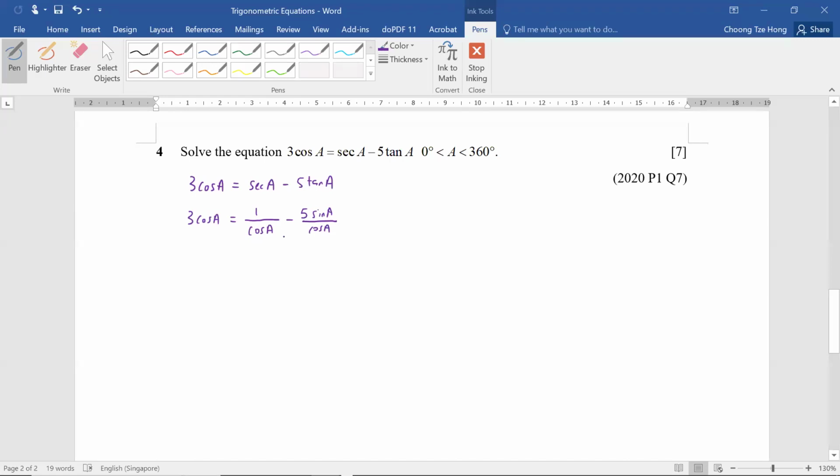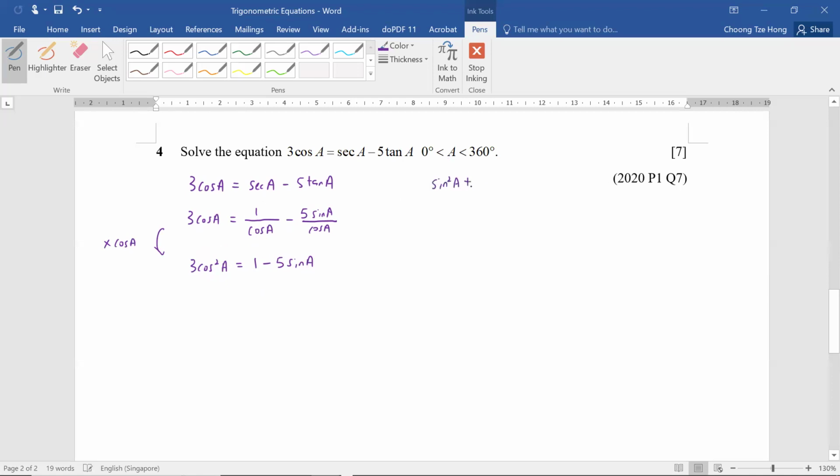Alright. Okay, then what we can do is multiply by cosine A throughout. So everything is multiplied by cosine A, and that will allow me to get rid of all the denominators. On the right side, the left will become 3 cosine squared A, here will become 1, and here will become minus 5 sine A. Right, then now you have a square already.